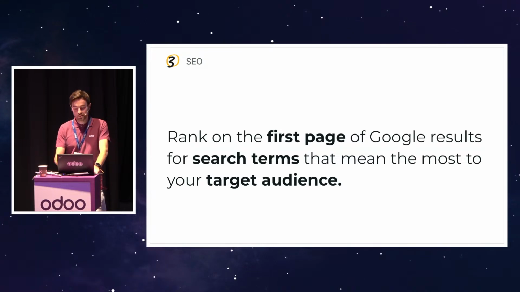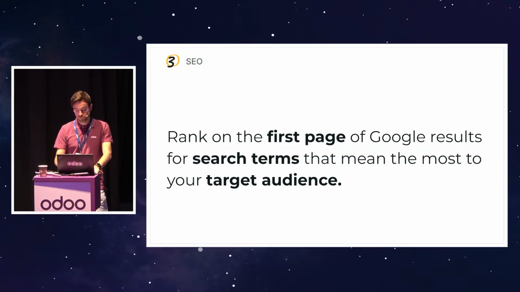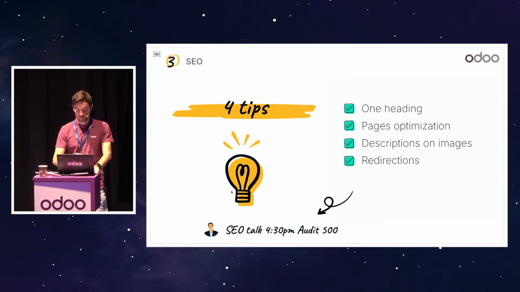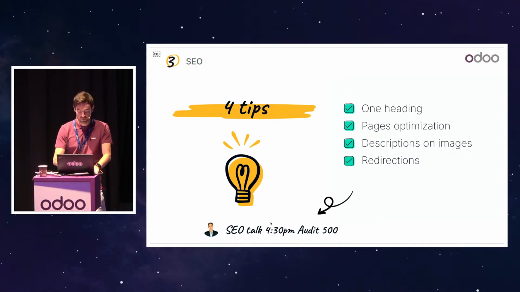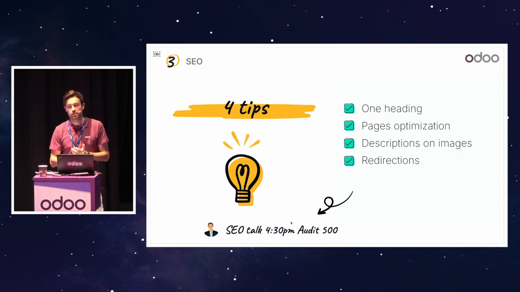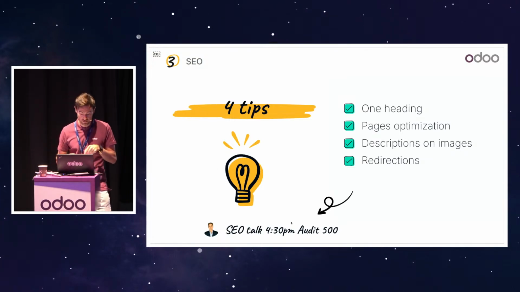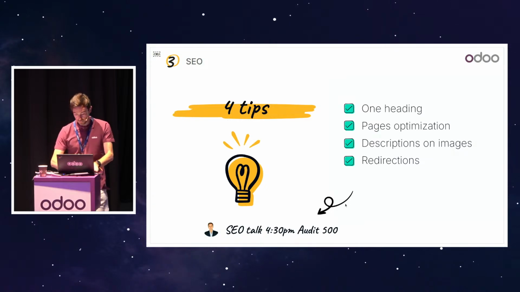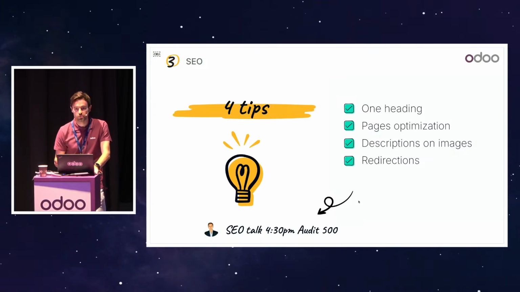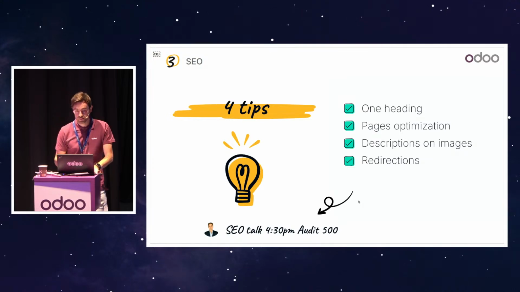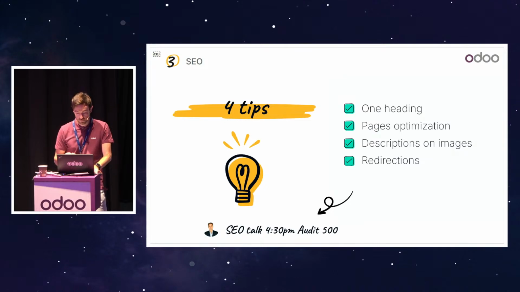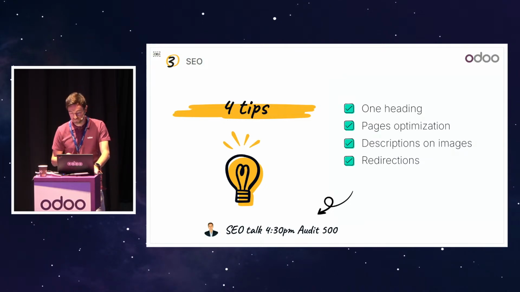So again, what can I do in Odoo to improve my SEO? So yeah, I will start again with redirecting to the talk of Alexandre at 4:30 right here, who will talk about it much deeper than me. But again, what I want you to remember from here are those 4 tips that can already really improve your SEO and make you more findable on Google.